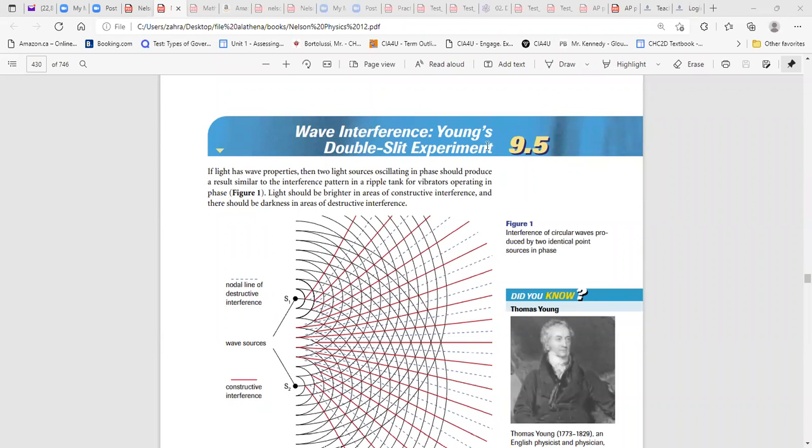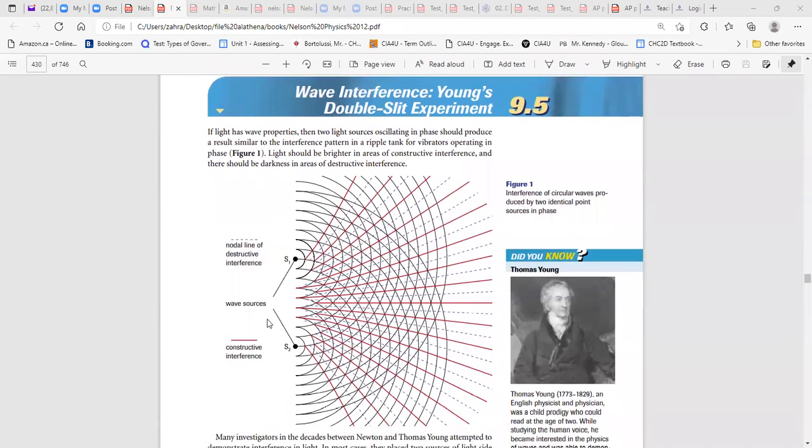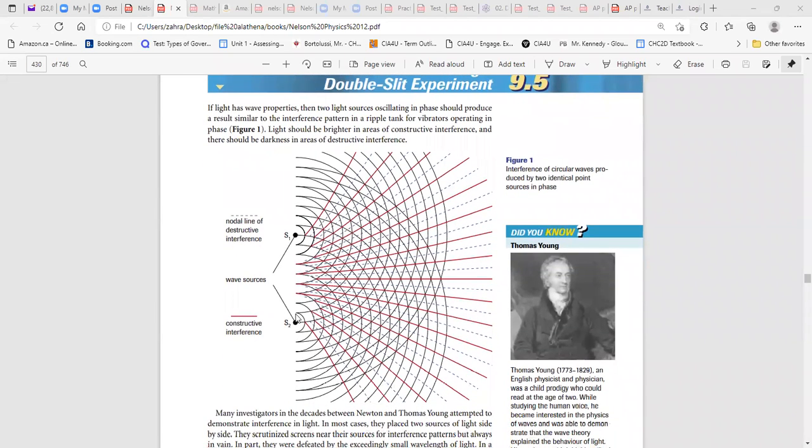9.5 wave interference, Young's double-slit experiment. If light has wave properties, then two light sources oscillating in phase should produce a result similar to the interference pattern in a ripple tank, right? Light should be brighter in the areas of constructive interference and darker in the areas of destructive interference. Here are the two sources of light.